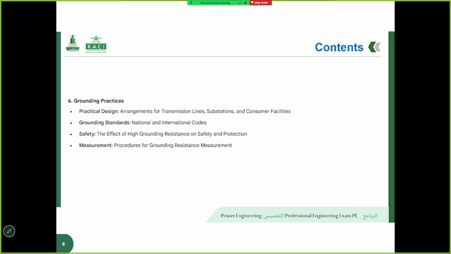Grounding standards, we will examine the important national and international codes and standards that govern grounding practices to ensure compliance and best practice.